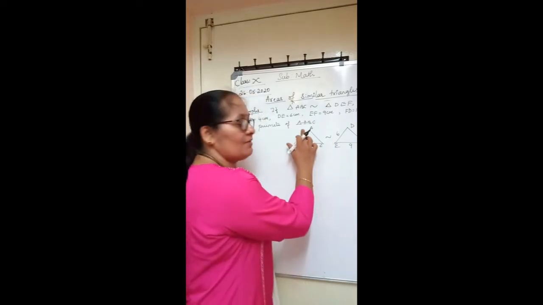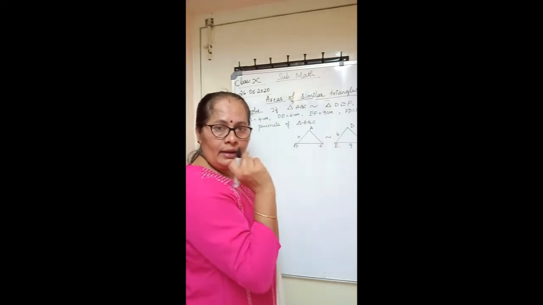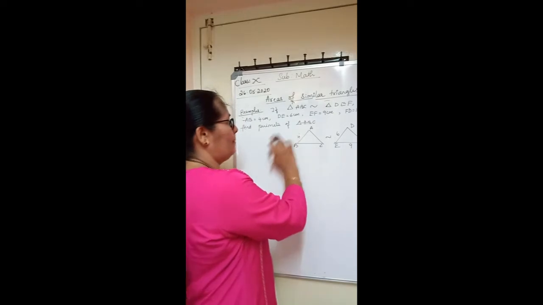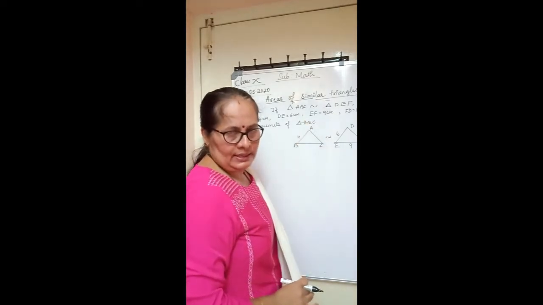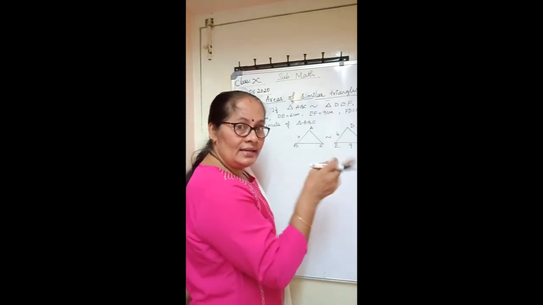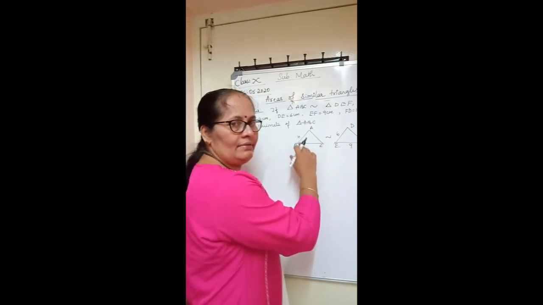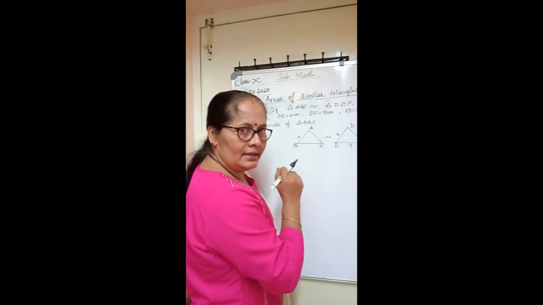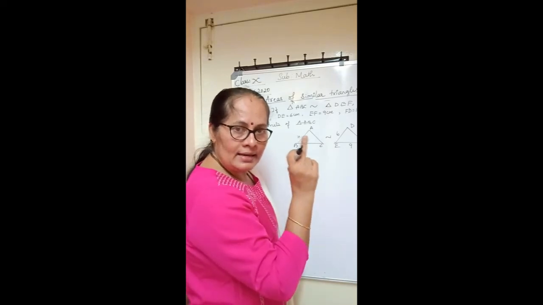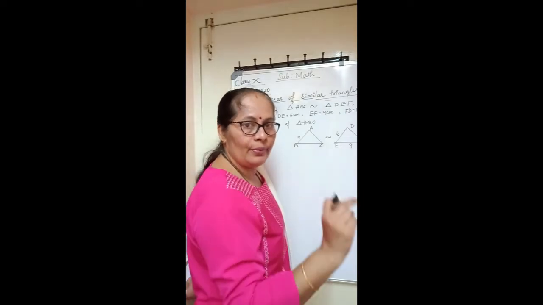We know only one side AB, which is given as 4 cm. So what we have to do? Find the other two sides to calculate the perimeter of triangle ABC. How can we calculate the other two sides? Using the similarity criterion. So which similarity criterion can we apply here? See here, triangles are similar. When the two triangles are similar, then their corresponding sides are proportional.